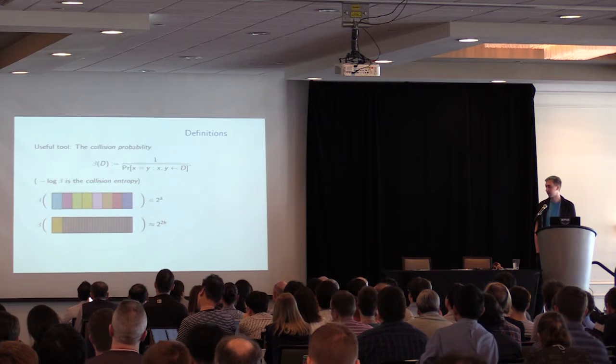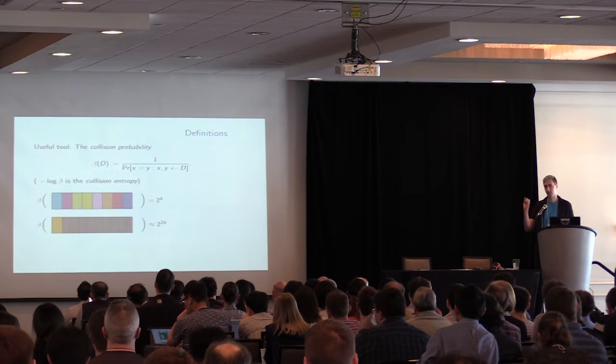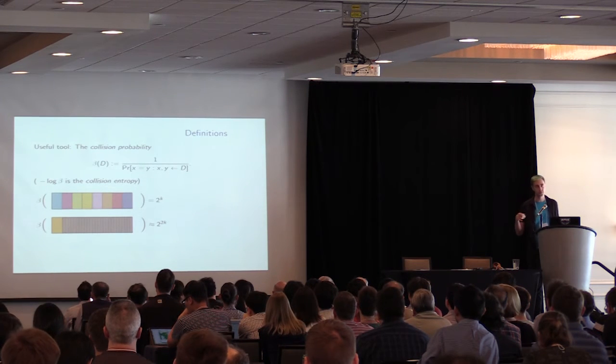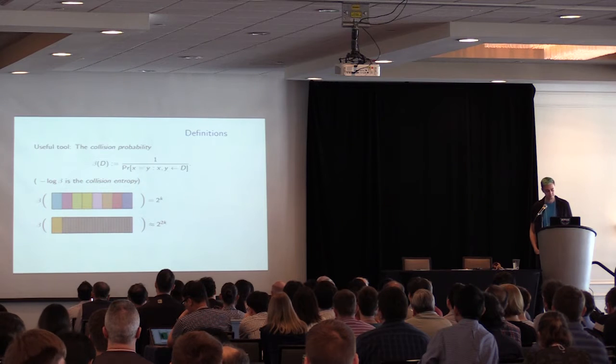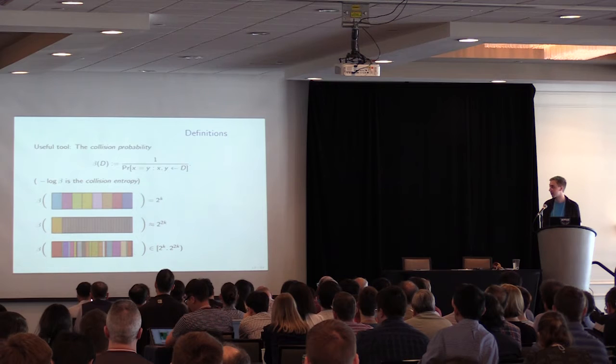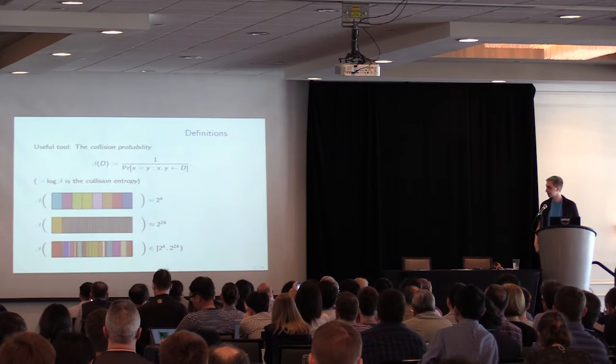That's because the only way you're going to get a collision is on that one element that's much larger than the rest, and so you have to hit that twice. So 1 over 2 to the k times 1 over 2 to the k. And then for any generic min entropy k distribution, you're looking at somewhere between those two. Those are the two extremes.